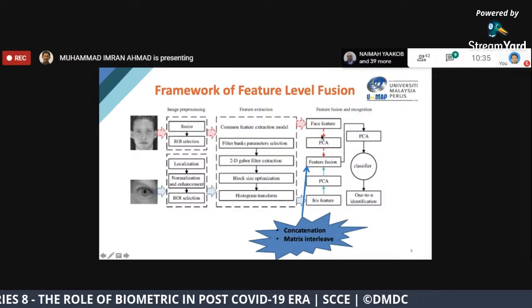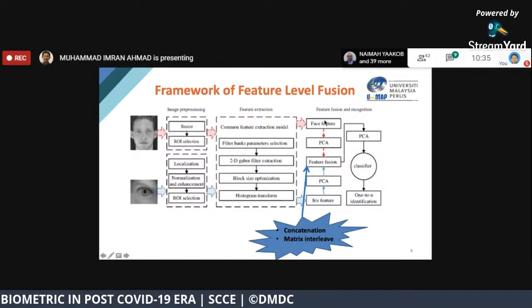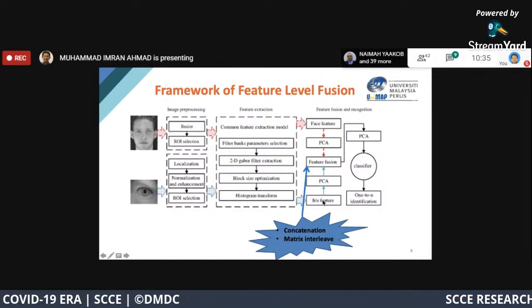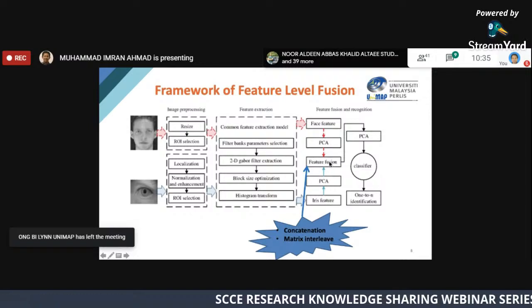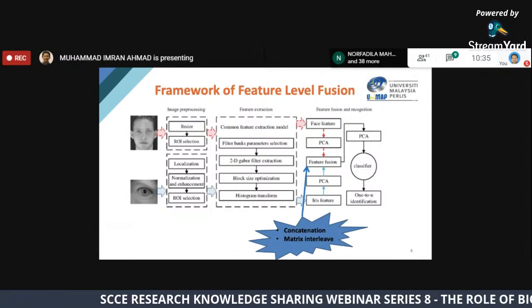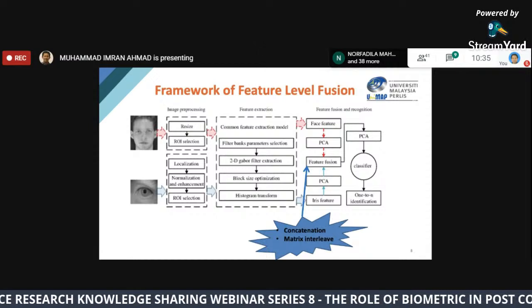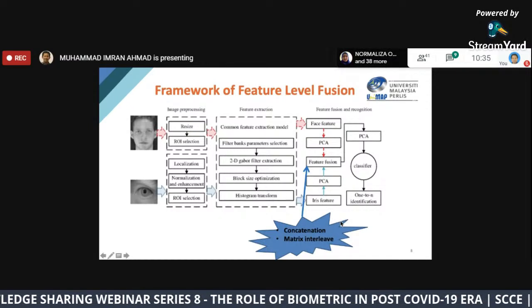Okay, when we have a feature here, let's say this is the face feature, this is the iris feature, so we can fuse these features. Fusion means we combine two pieces of information. Let's say the simplest technique of fusion is concatenation, or stacking.